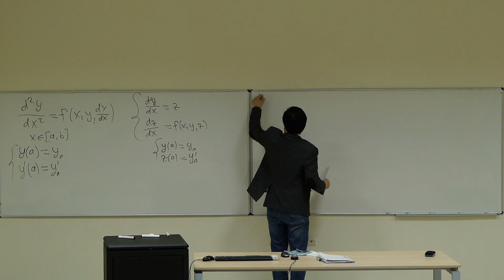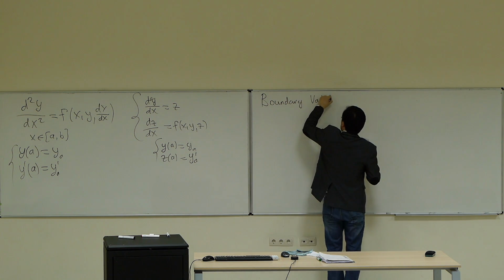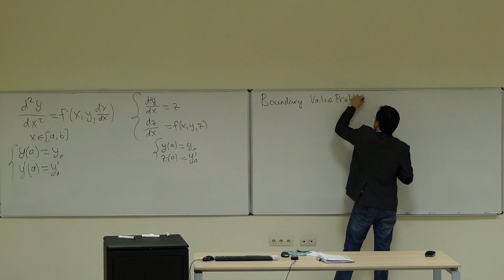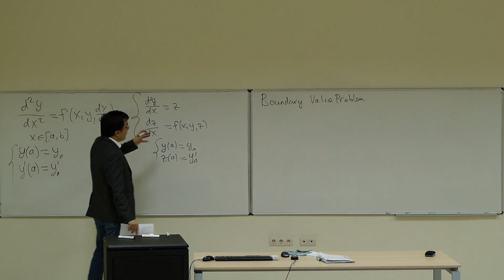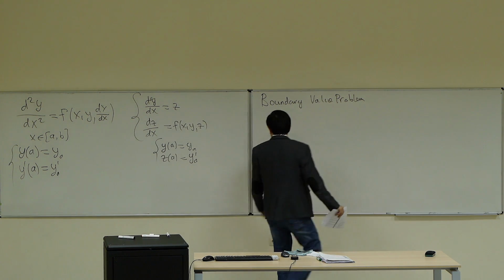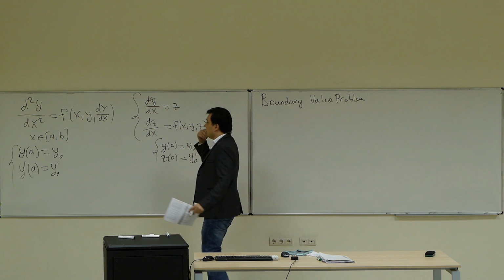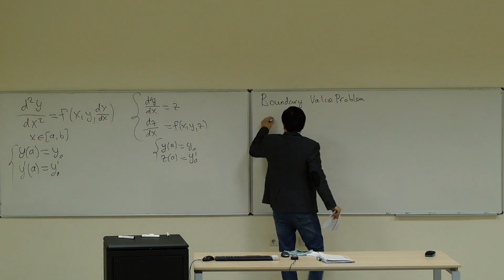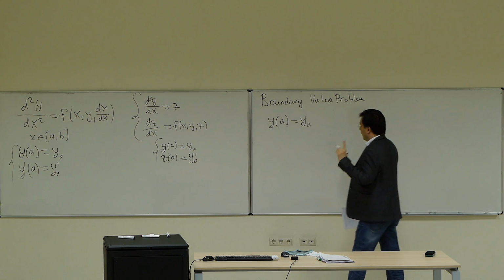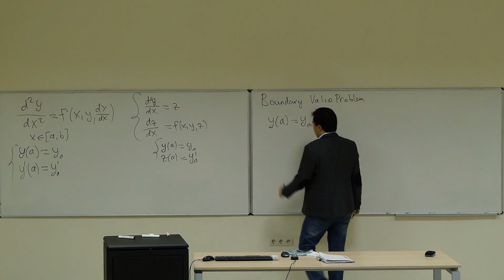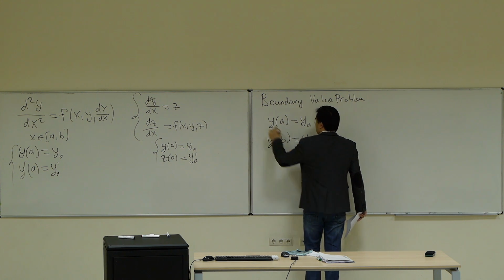In the boundary value problem, part of the information is given at one boundary and some part of the information is given at the other boundary. For example, a boundary value problem for this ODE may be the following. We may know the value of y at point A. Let's again call it ya. And we may know the value of y at point B now, instead of its derivative.